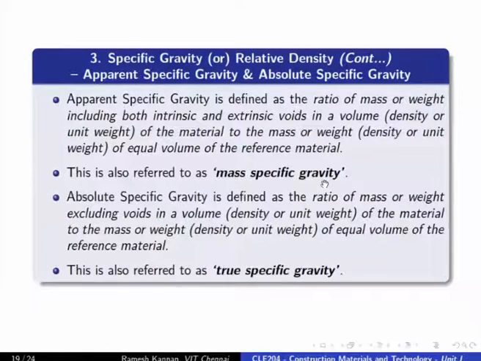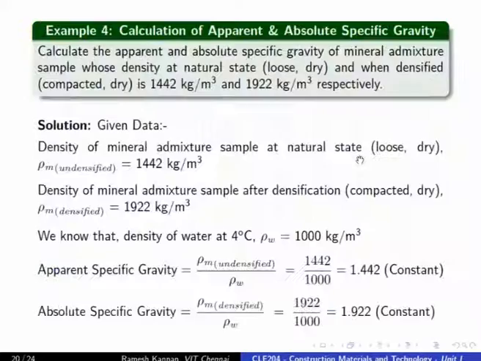There is another type of specific gravity known as absolute specific gravity, which doesn't consider the intrinsic voids, that is, just excluding voids in a volume. This is known as true specific gravity. It doesn't consider the voids in the volume of a sample. So there are two components: apparent specific gravity and absolute specific gravity.